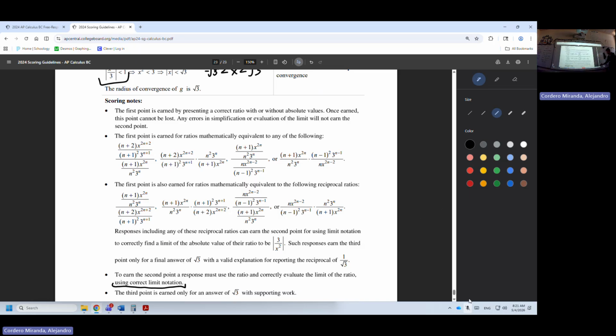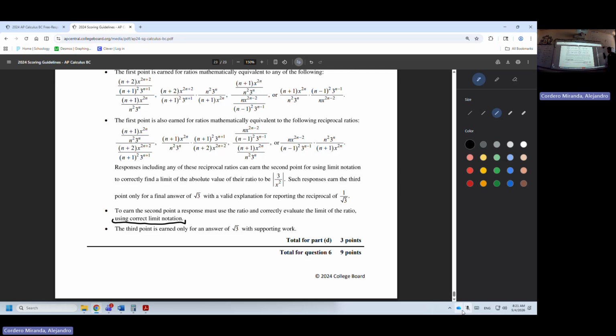The third point is earned for an answer of square root of 3 with supporting work. That's a good question. Other questions?